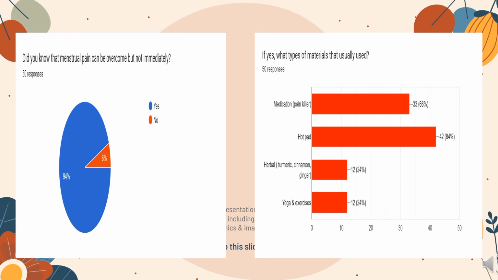94% of the respondents know that there is a way to overcome the period pain but not immediately. 33 respondents said it can be overcome by having medication, 42 said hot pad, and 12 respondents said herbal such as turmeric, cinnamon, and ginger, while 12 respondents agree with yoga and exercises.